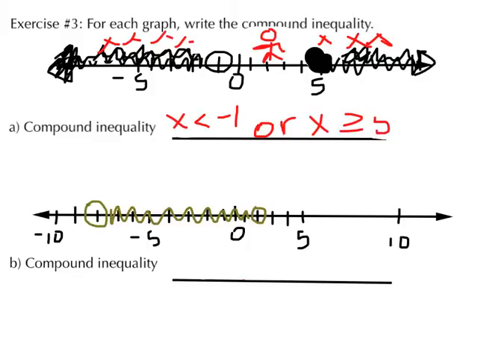Now, letter B, this is an and statement because it's a dumbbell, so I know right away, put my X in there, and my less than symbols. Both of those dots are open, so it's just going to be less than, no equal to. So -5, -6, -8, less than X, less than 2.